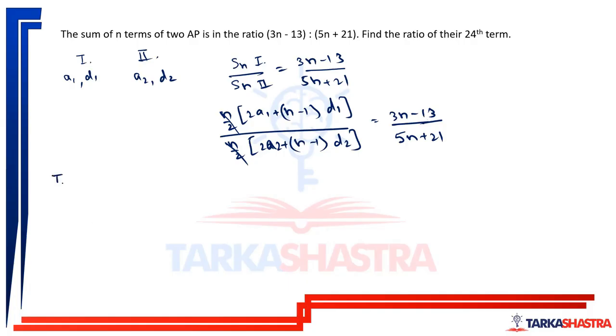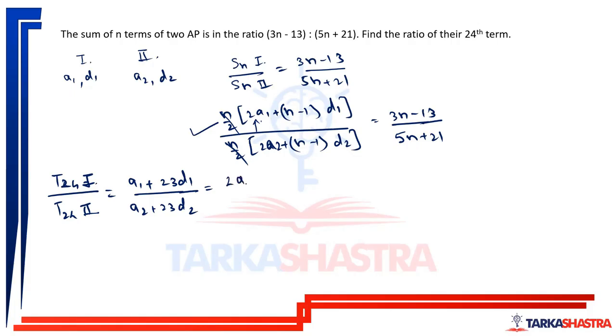Now, T24 of the first series and T24 of the second series. It will be A1 plus 23D1, right? And this is A2 plus 23D2. N minus 1 into common difference, no? So 24 minus 1, 23D1 and 23D2. Now, if you observe, I need 2A1 and 2A2. I need to take help from here. So just multiply both the equations by 2.